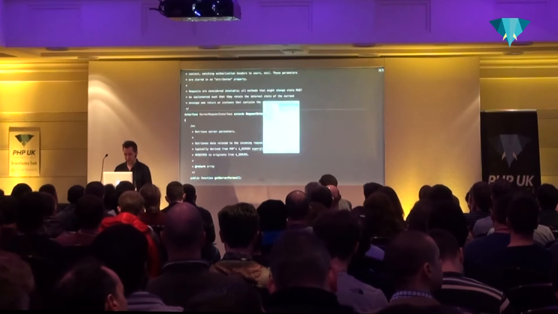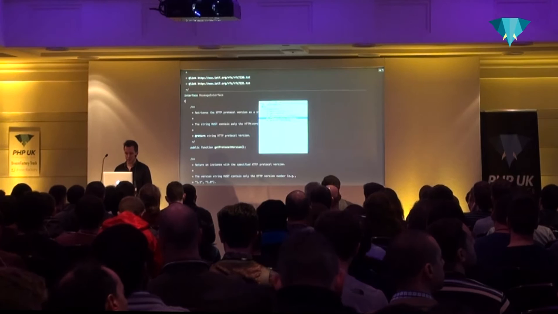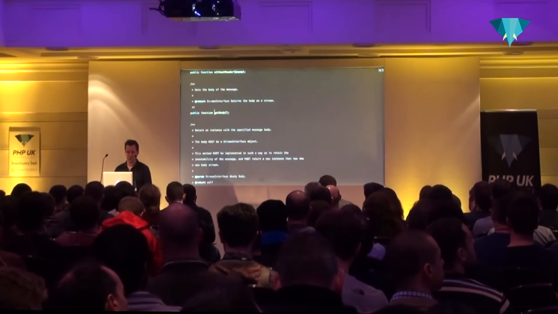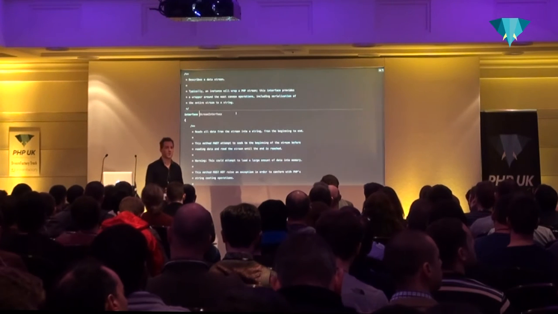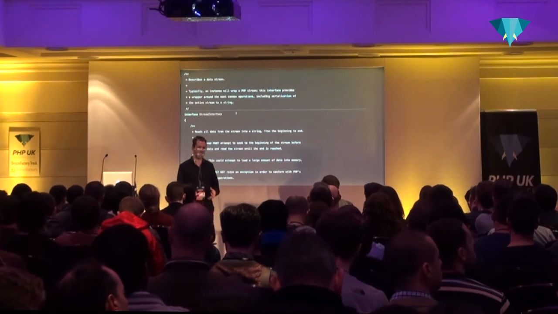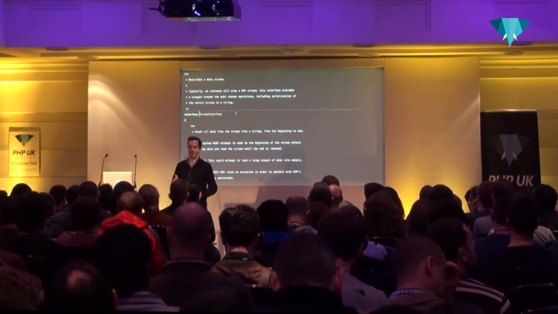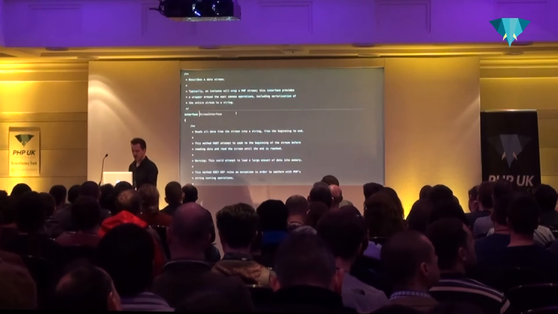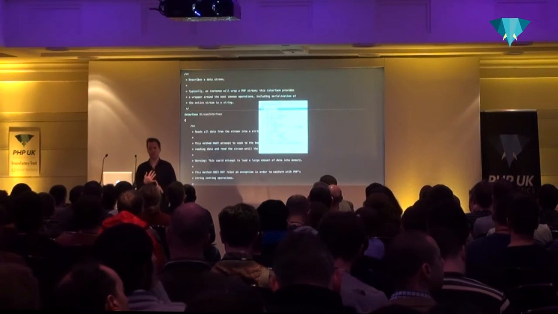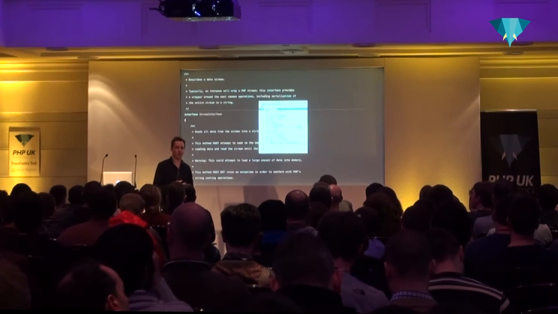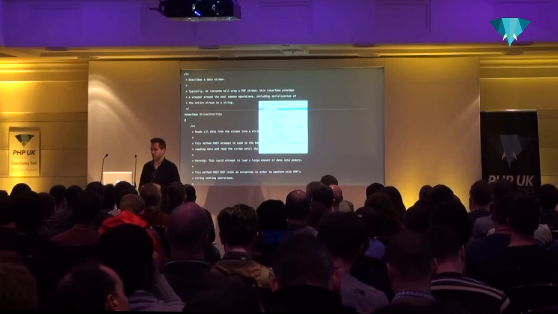If we go back to the message interface, it also has a getBody method. And this getBody method will return a stream interface object. I just told you that every one of these objects is immutable. This one is the exception. The stream interface has a couple of methods like seek, rewind, write, isReadable. The objects that implement these are not immutable. This is the only exception in this package.